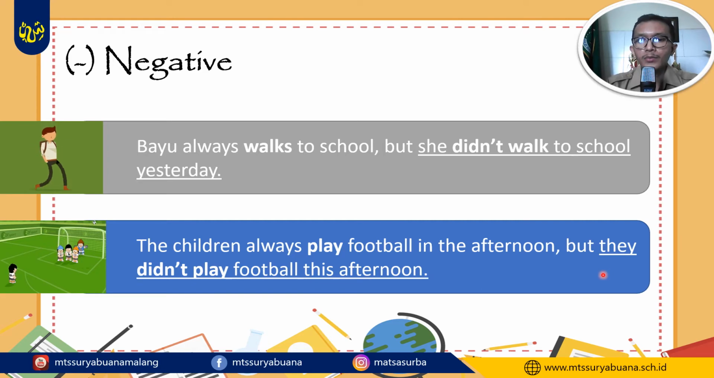Okay, you can see the sentence with underline here, it's called as simple past tense. But they didn't play football this afternoon. The verb in this sentence is did. Oh, sorry, play. But they didn't play football this afternoon. The verb in the sentence is play.